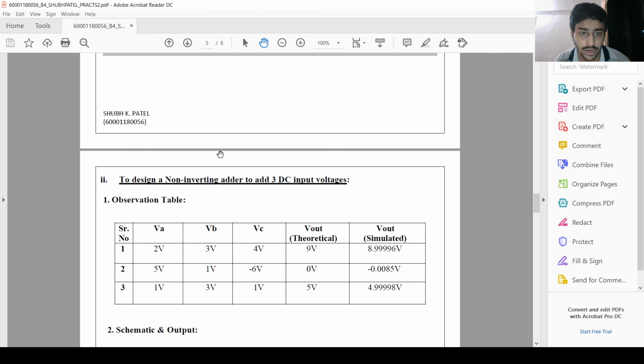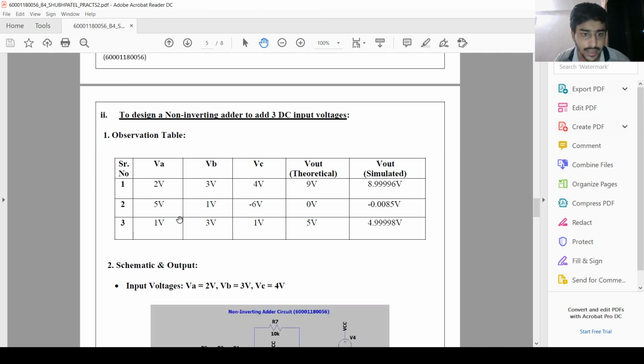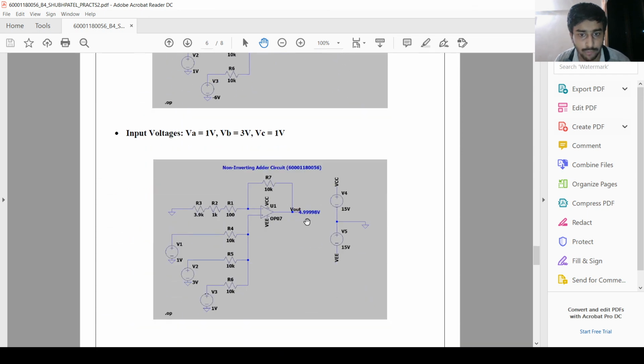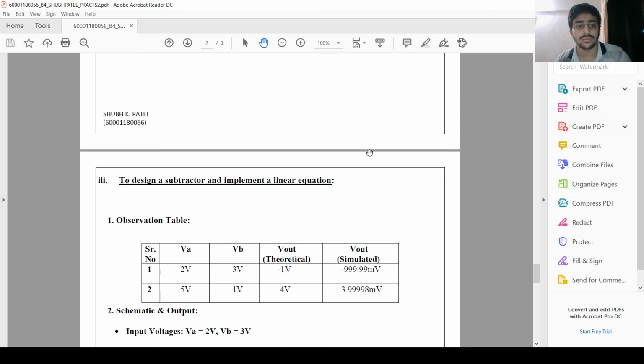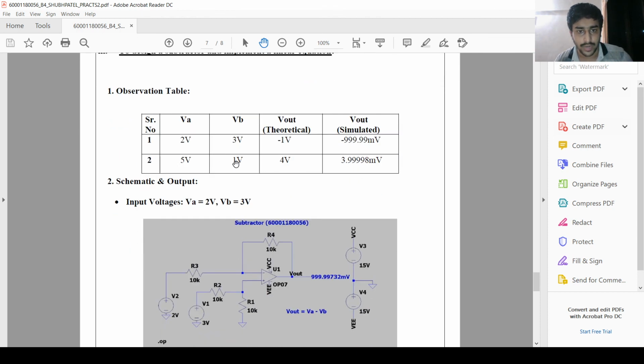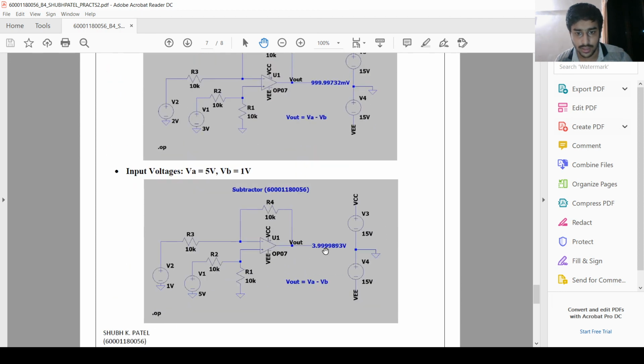Let's go to non-inverting adder. Let's take a case of 1 volt, 3 volt and 1 volt. Addition of these three will be 5 volt. So let's see the simulated output. The simulated output is 4.999 volt, which is almost equivalent to 5 volt. Let's go to subtractor. Let's take a case of 5 volt and 1 volt. So subtraction of these two will be 4 volt. Let's see. Yes, we got 3.999 volt, which is almost equivalent to 4 volt.